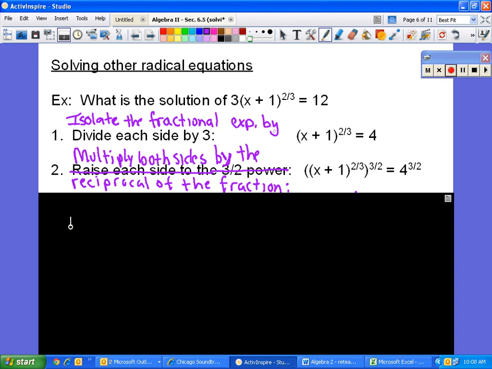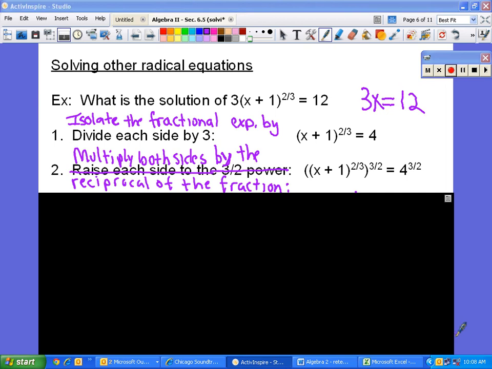Oh, step 1 is multiplying? No, step 1 was, because this is 3 times this, we divide by 3. Laura, if the problem was just this, and I asked you to solve for x, what would you do? You divide by 3, right? Same thing here. There's just a lot more than just x. But we're still going to divide by 3 to get rid of the 3 on the left side.